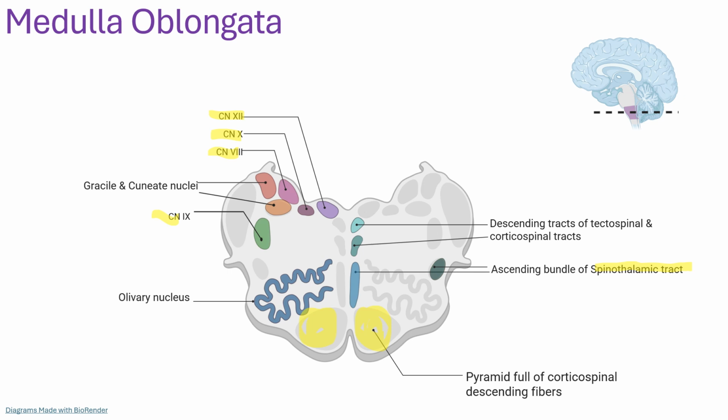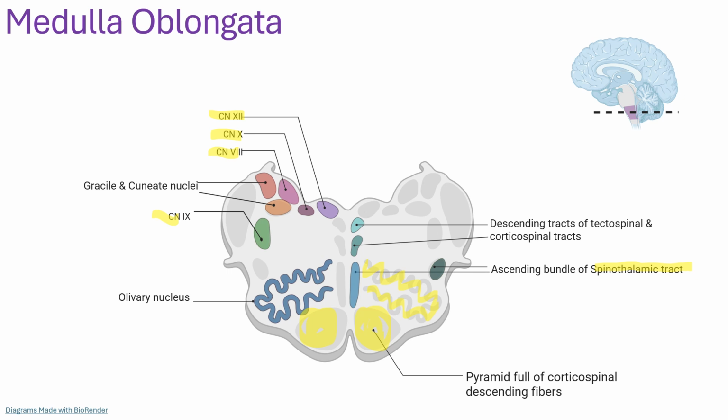Lateral to the pyramids are the olives, which really are these squiggly lines right here. I don't know why they're called olives. The olivary nucleus is like a middle person for the cerebrum. Anything that the cerebrum wants to say or hear from the cerebellum goes through the olivary nucleus. Anything that the cerebrum wants to say or hear from the spinal cord, same thing. It goes through the olivary nucleus.